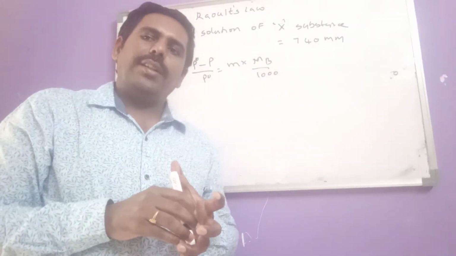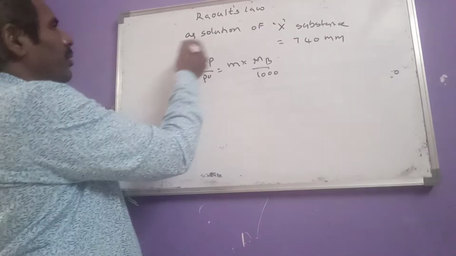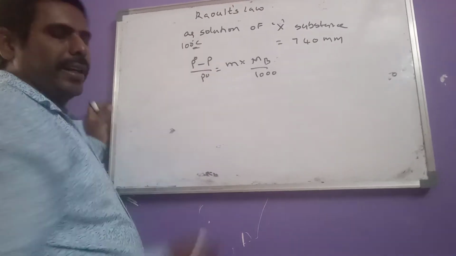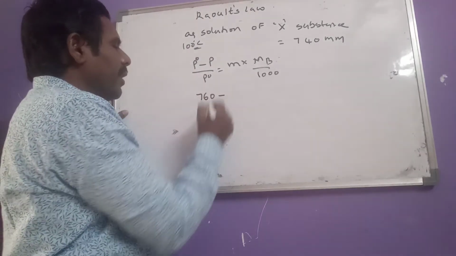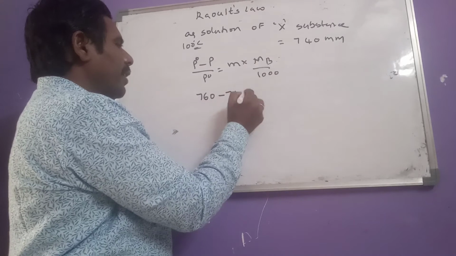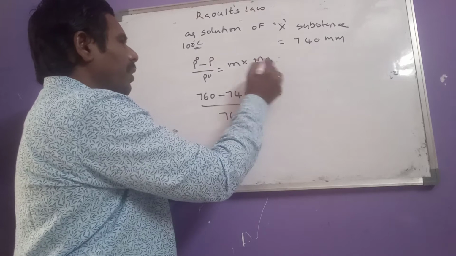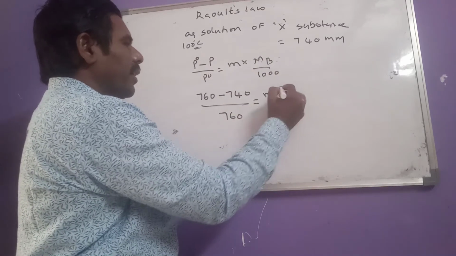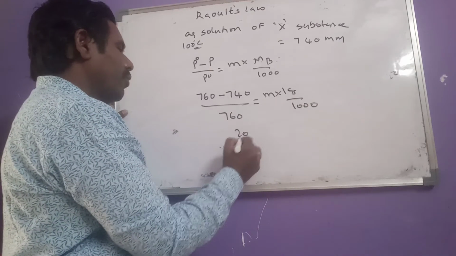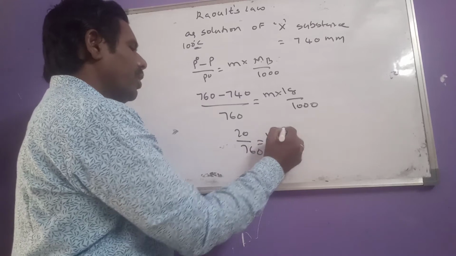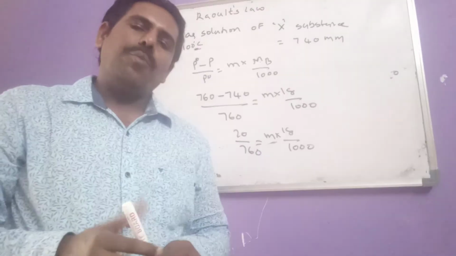So for water, of course at 100 degrees centigrade. Now in this question they may give the temperature also at 100 degrees centigrade. That means at 100 degrees centigrade, P naught value should be taken as 760 and P value 740, so 20 by 760 equals to molality into molecular weight of solvent water, 18 by 1000. From this one can get molality value.